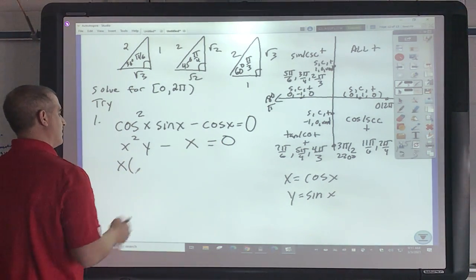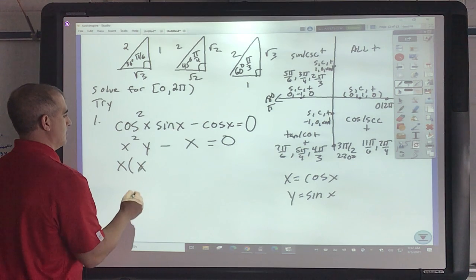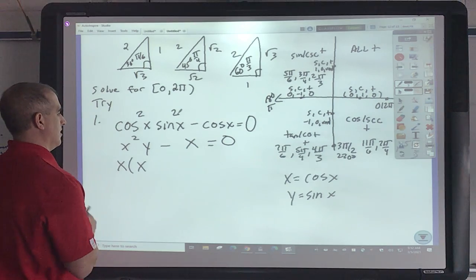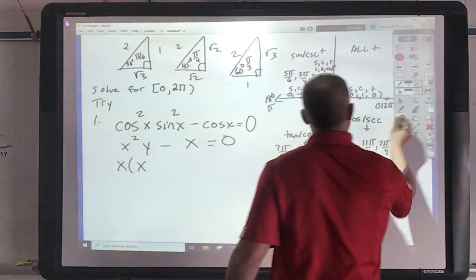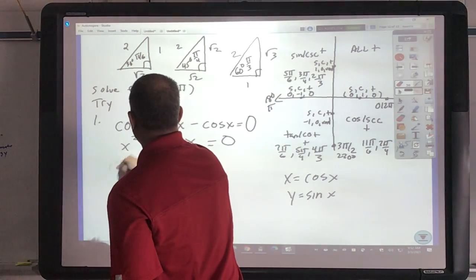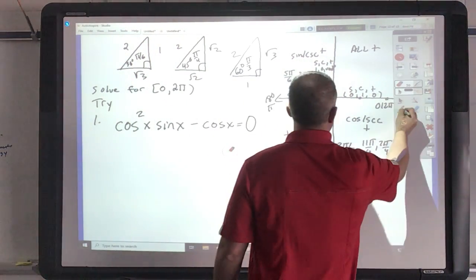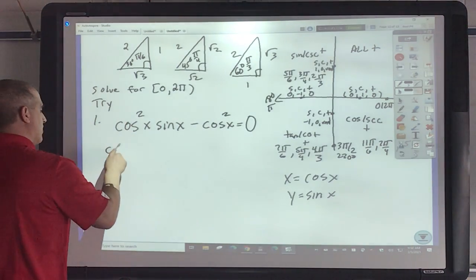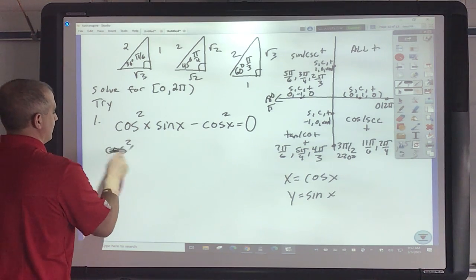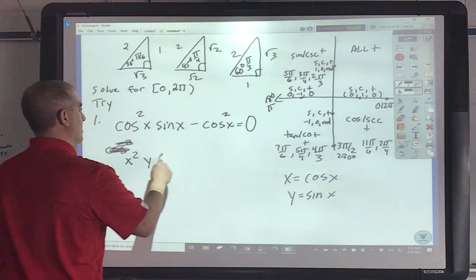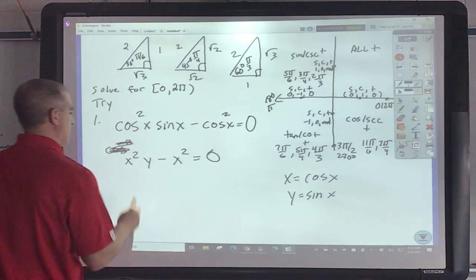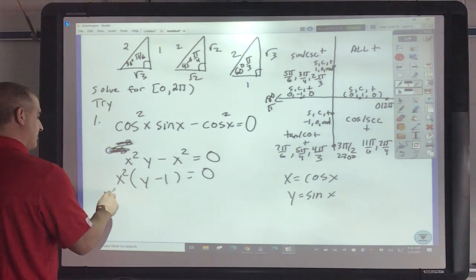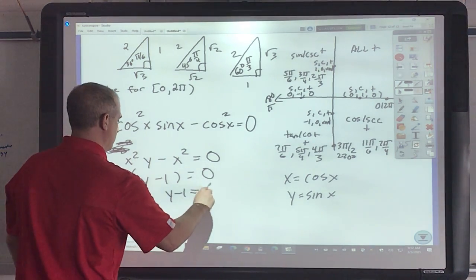I would take out an x. So I got x, shoot, that should be a squared over here, sorry. Okay, all right, I should have x squared y minus x squared equaling 0. If I take out an x squared, I would have y minus 1 equaling 0, and I'd set them both equal to 0 to solve.